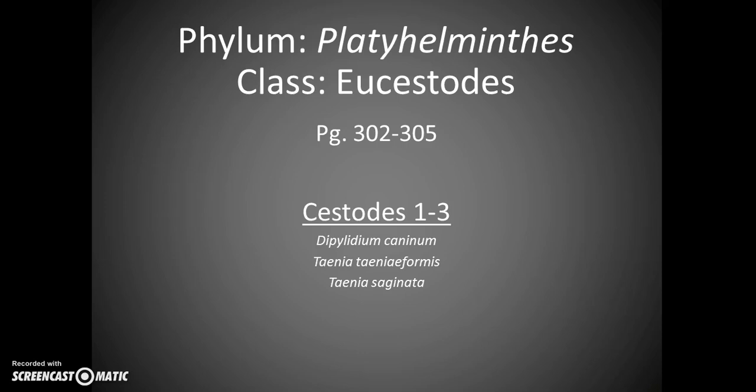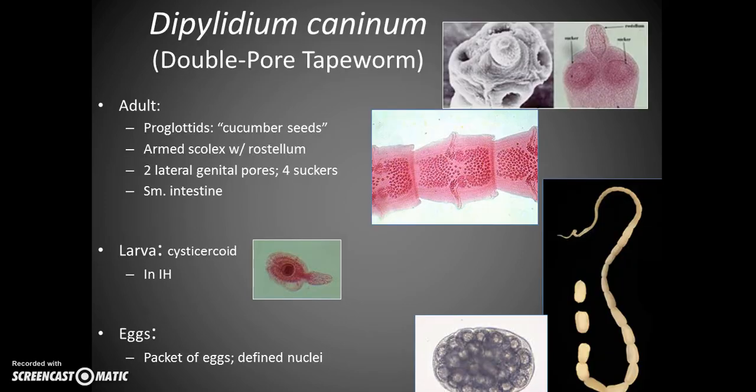And the first 3 cestodes that we're going to cover are Dipylidium caninum, Taenia taeniaeformis, and Taenia saginata. So let's start with Dipylidium caninum. This is known as the double-pored tapeworm, and also known as the flea tapeworm. The adult form of Dipylidium caninum has proglottids that look like cucumber seeds. And remember that proglottids are each segment of a tapeworm.